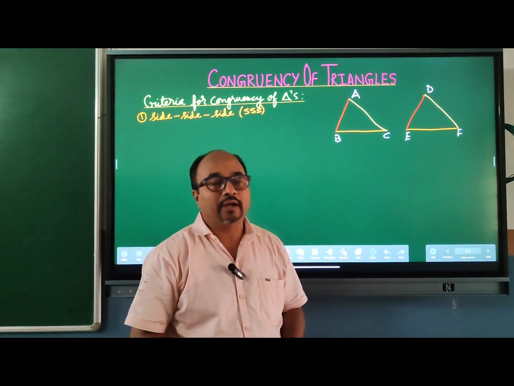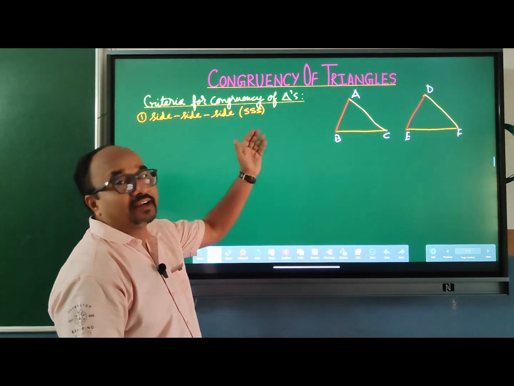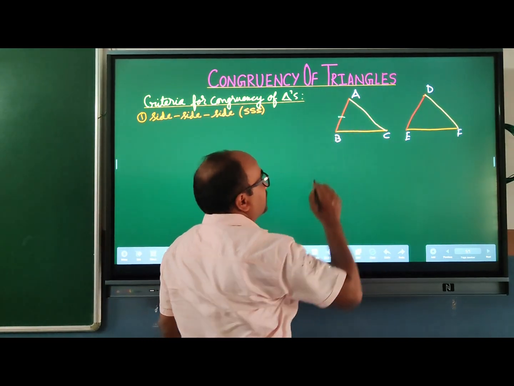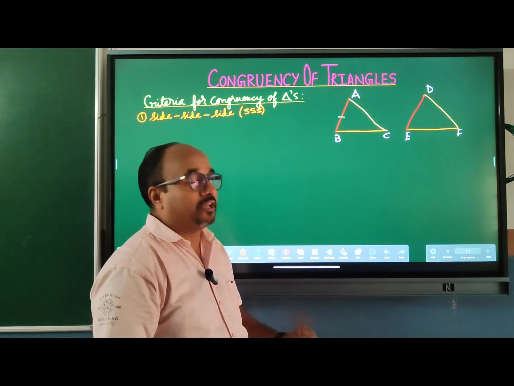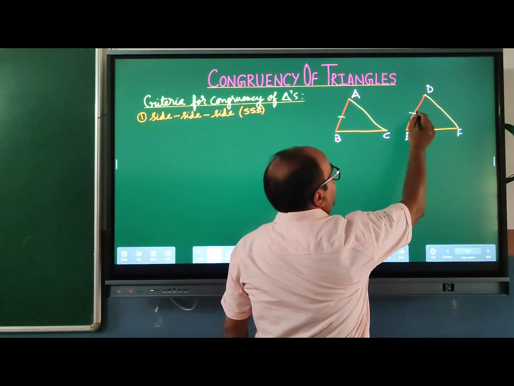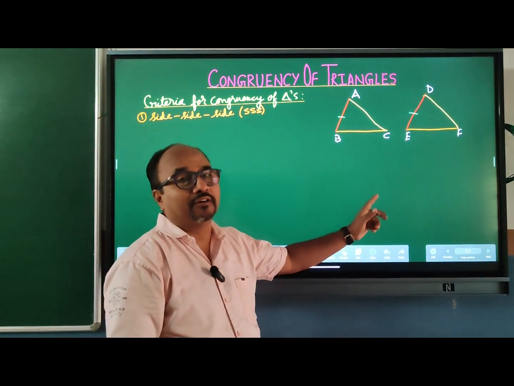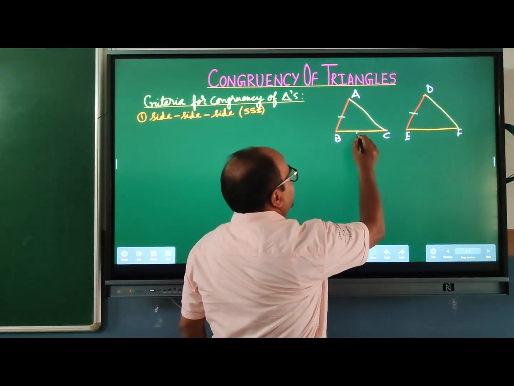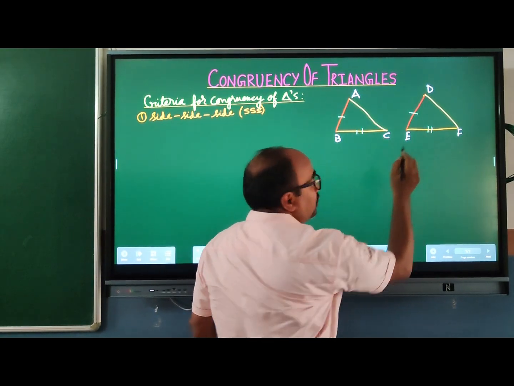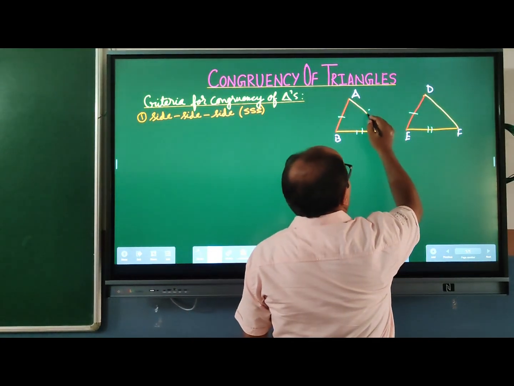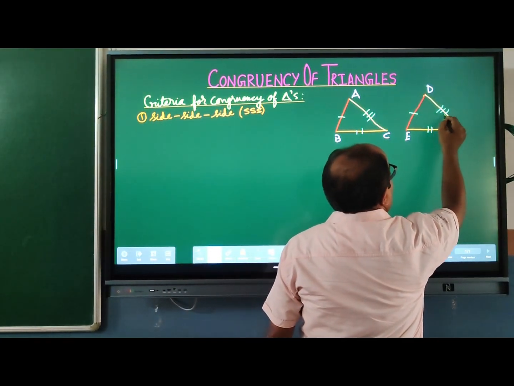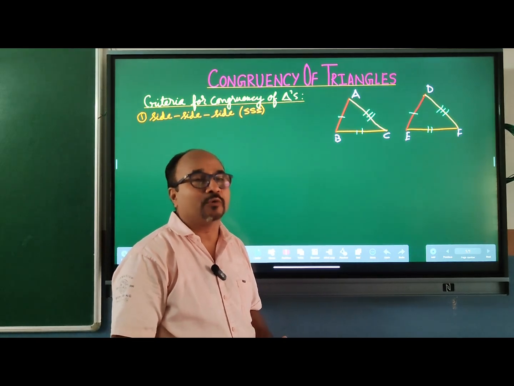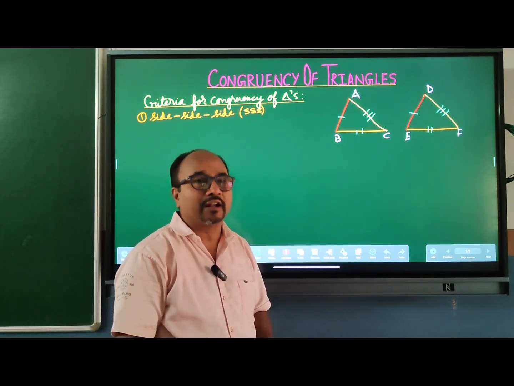If we take a look at the first criterion, which is side, side, side, for these two triangles, you can see I have colored the first side AB with red color. The measurement of that is equal to the same colored side of the other triangle, that is DE. Then we have the side BC equals EF and the side AC equals DF. So the two triangles have their three sides equal to each other. So these two triangles are congruent.